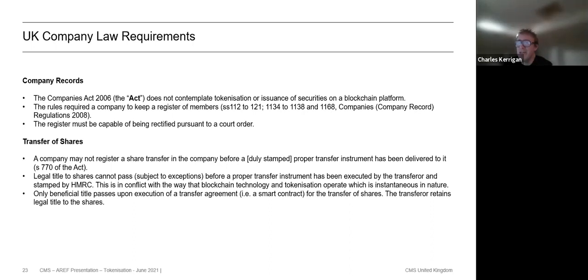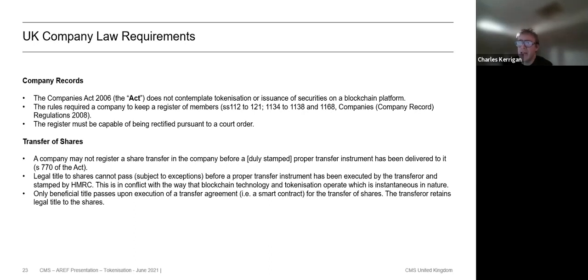So relating to the register of members, we can see that ultimately when we do the analysis, how does tokenization fit with the Companies Act requirements, an immutable blockchain not controllable by the issuer will fail the test of the requirement that it can be rectified pursuant to a court order. So we've got a blocker there potentially in relation to digitalization.